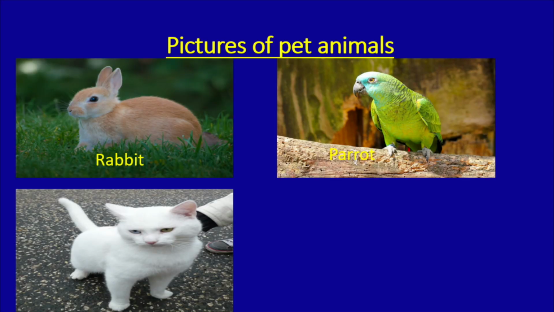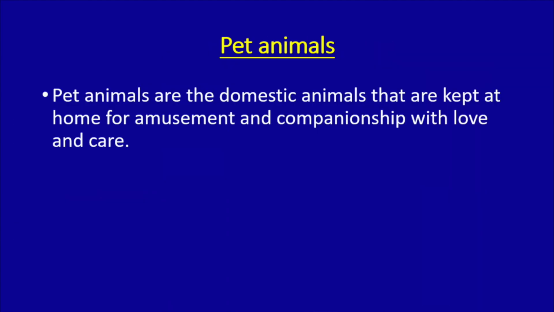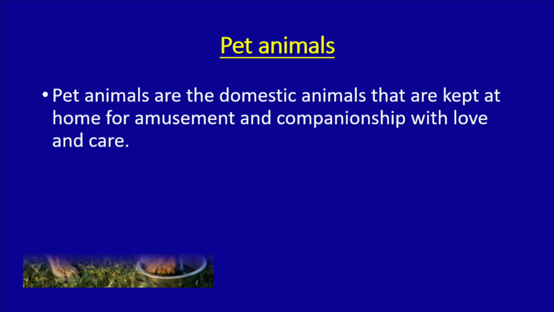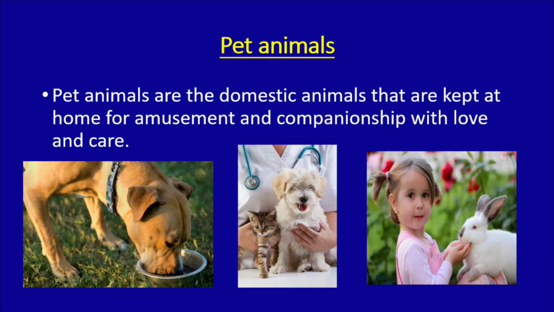Here we can see the pictures of pet animals, rabbit, parrot, cat and a dog. So, what are the pet animals? Shall we see the definition now? Pet animals are the domestic animals that are kept at home for amusement and companionship with love and care. We should give food to them, we had to take care of them. That is very good, children. We have seen wild animals, domestic animals and pet animals.